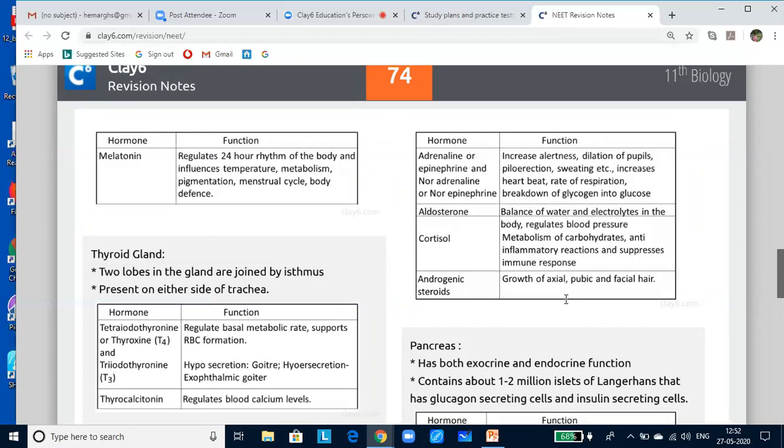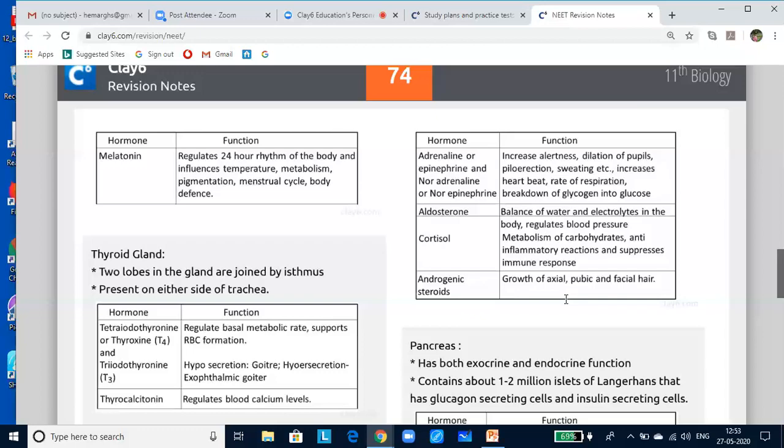So whenever you are getting excited, or whenever you are having a kind of fear or anger, there is a lot of secretion of adrenaline in your system, and that is what we call the adrenaline rush, and it is due to the hormone produced by the adrenal gland. The other name of it is epinephrine, or norepinephrine. Now, let us look into the functions. It increases alertness, dilation of the pupils, piloerection, sweating, etc. It increases the heartbeat, rate of respiration, and breakdown of glycogen into glucose.